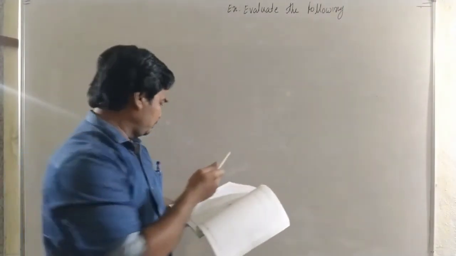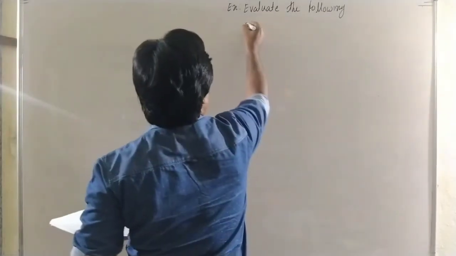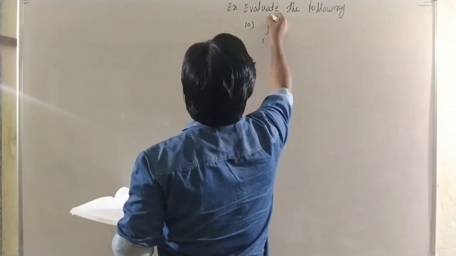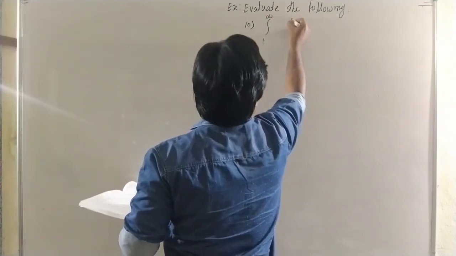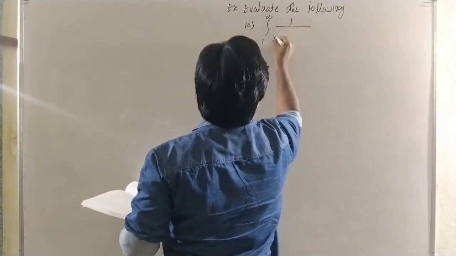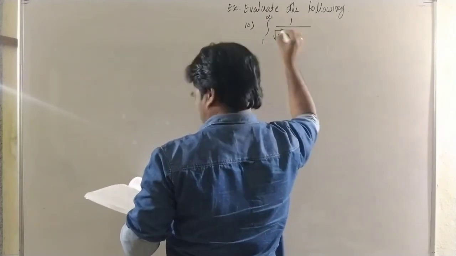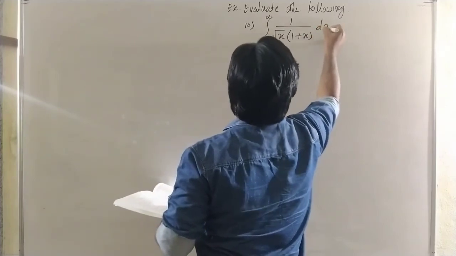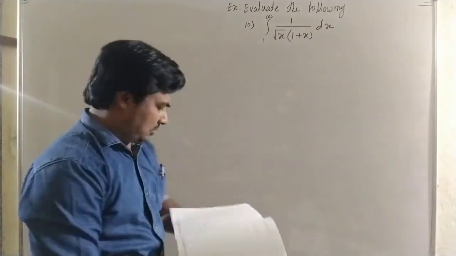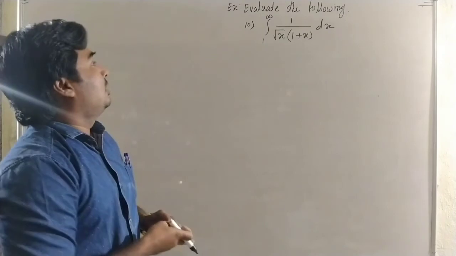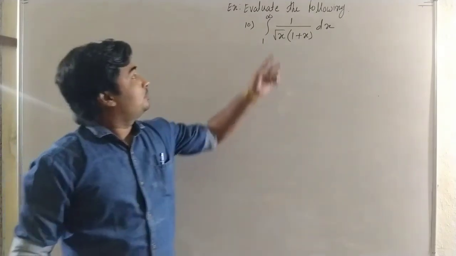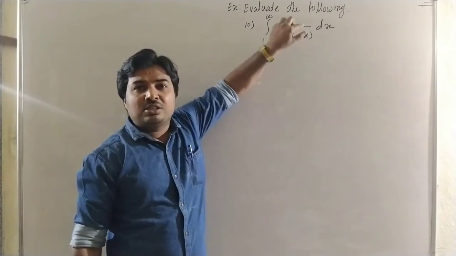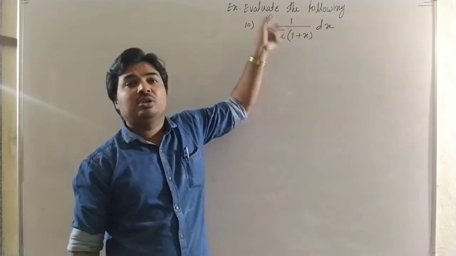Last example in the second question, example number 10. Integral from 1 to infinity of 1 upon under root x into 1 plus x dx. Now again it is an example of substitution. Here in 1 upon under root x into 1 plus x, this 1 plus x means 1 plus under root x square.